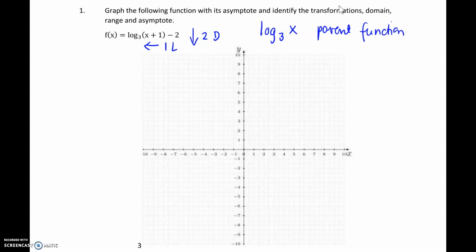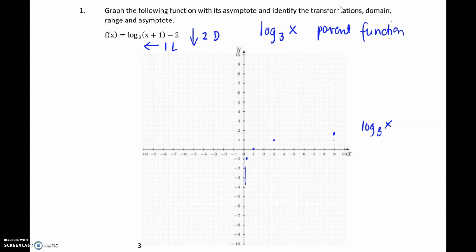So if I start by graphing values for log base 3 of x, log base 3 of 1 is 0. Log base 3 of 3 is 1. Log base 3 of 9 is 2. And the last one, log base 3 of 1/3, is -1. So over here we now have 4 points. We're going to graph this.